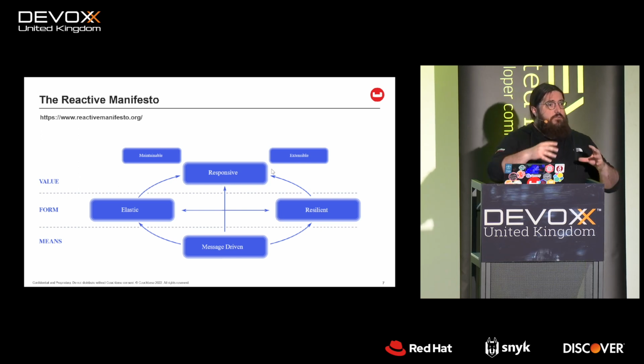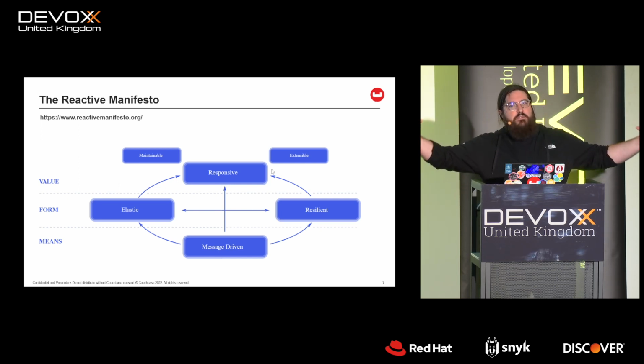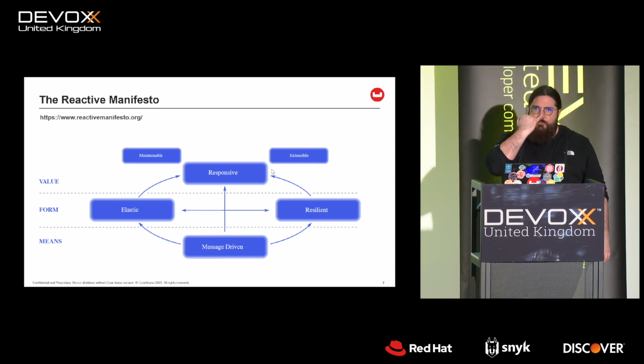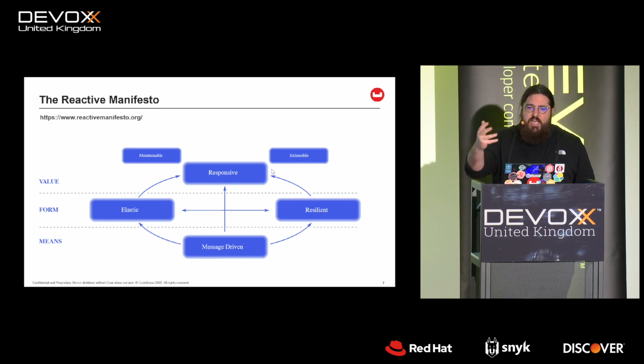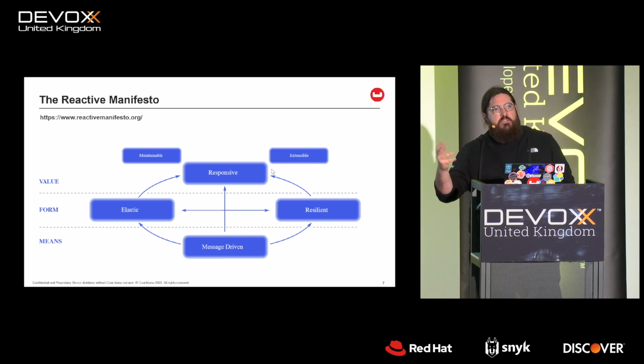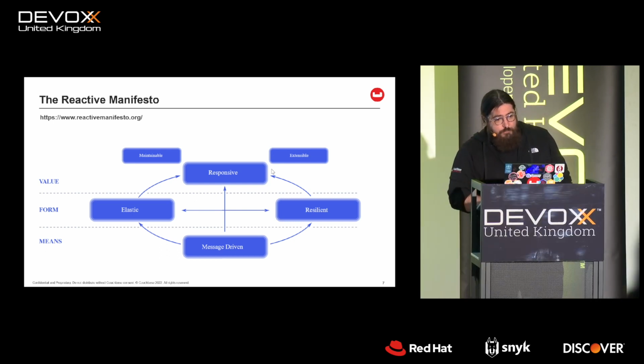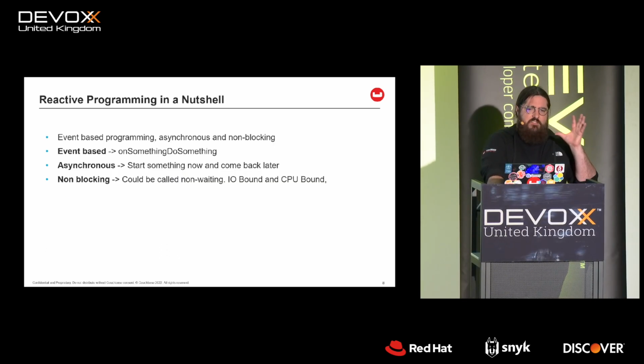To be elastic, to react to user load. The more users you have, you want to be able to adapt to all those users that want to see your application. And to be responsive, which means that you want to be able to react in case something goes wrong, or more users are coming to see your application. That's, in a nutshell, the Reactive Manifesto.